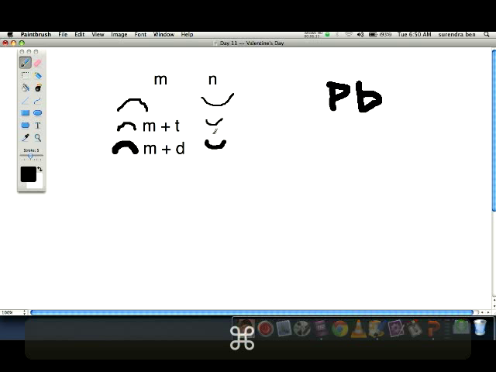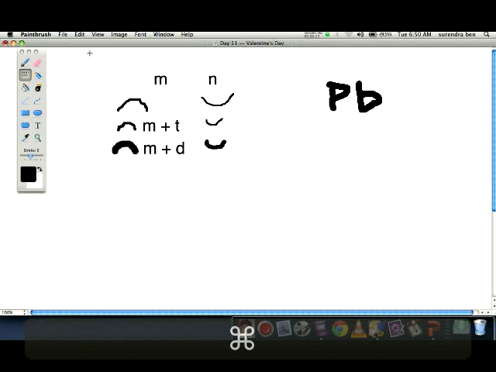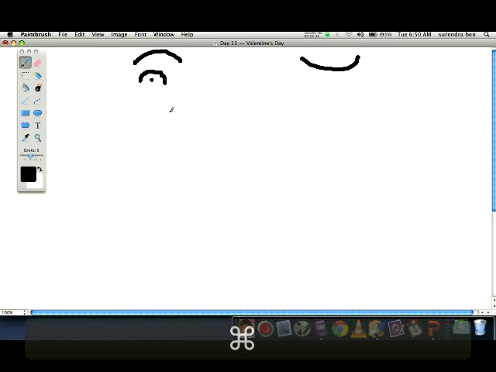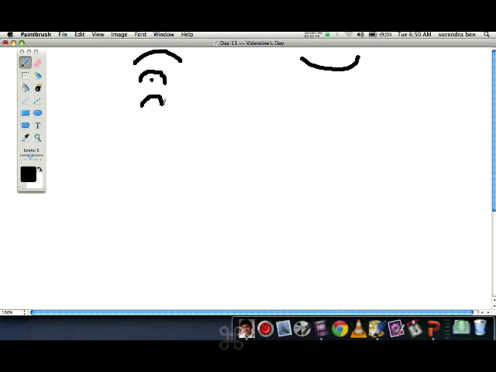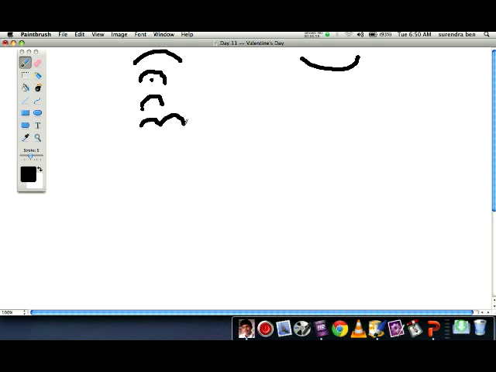So that's it about M and N. I will be writing all these examples now. The first one is made. For made, we have to write a thick stroke. Basically this is M, and this is D. Made, mad. Madam. How do you write madam?